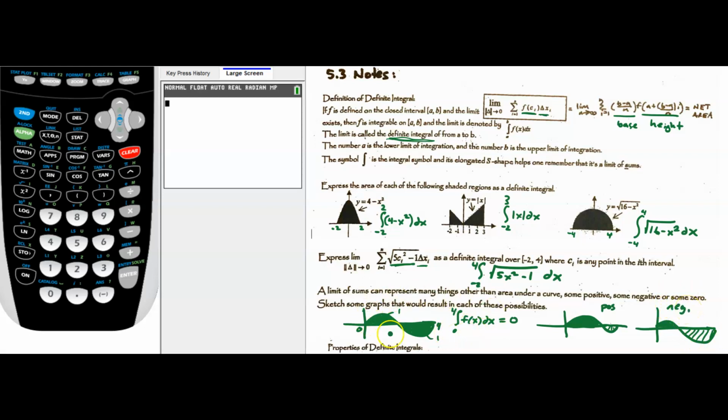So you could have a definite integral that is equal to 0. You could have a definite integral that's positive. You could have a definite integral that's negative. And again, it's because definite integrals are capturing the net area bounded by a function and the x-axis from a to b. Okay, in the next video, I'm going to walk you through the second part of the notes here, which are just some basic properties of these definite integrals.